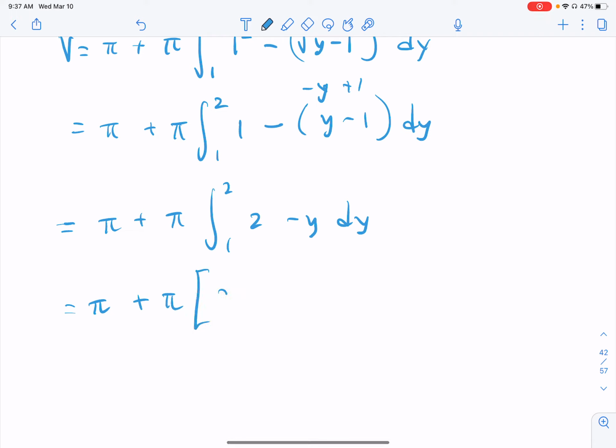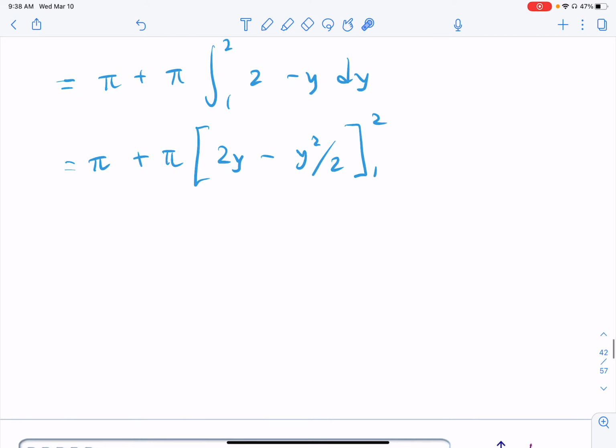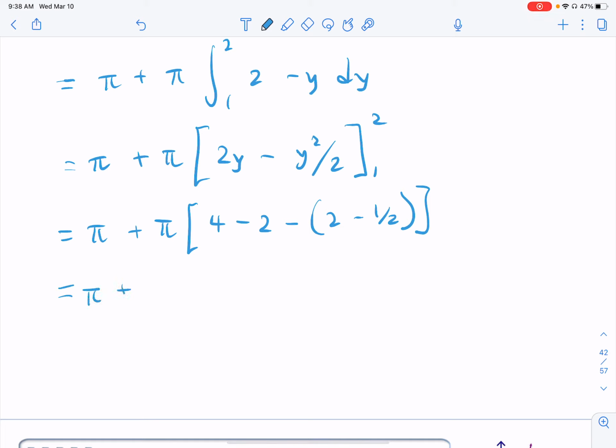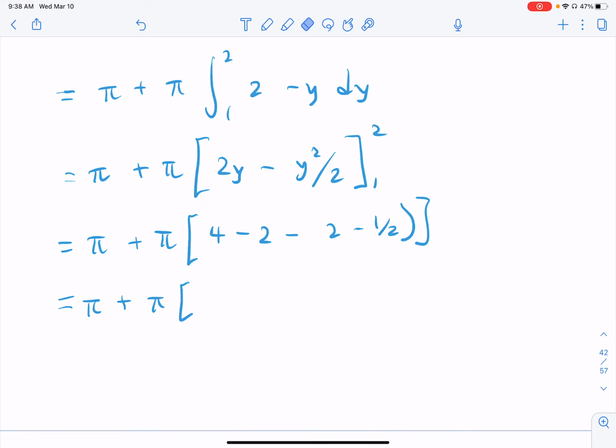Okay, let's go ahead and integrate 2y minus y squared over 2 from 1 to 2. And then, of course, we will have to plug the 1 in there, unlike the zeros. Okay, plugging in 2, I'd have 4 minus 2 squared is 4, 4 divided by 2 is a 2, minus parentheses, a 2 minus a half. Let's just keep going. Let's challenge ourselves. Inside the brackets, let's get rid of these and change that to a plus. And then basically these cancel out, right? Because that's negative 4 minus this 4. It's gone. I just have a half. I got pi plus a half a pi, which makes 3 pi over 2.